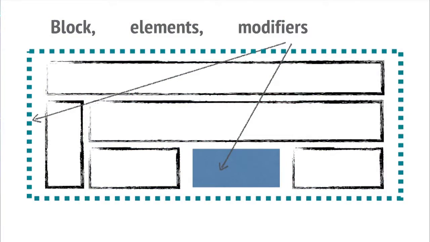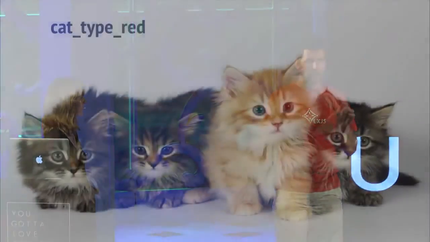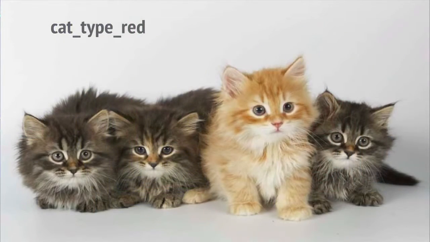You may think of them as the shadow DOM in web components. And modifiers describe some slight differences between similar blocks. And, which is quite important, they can describe differences in states.